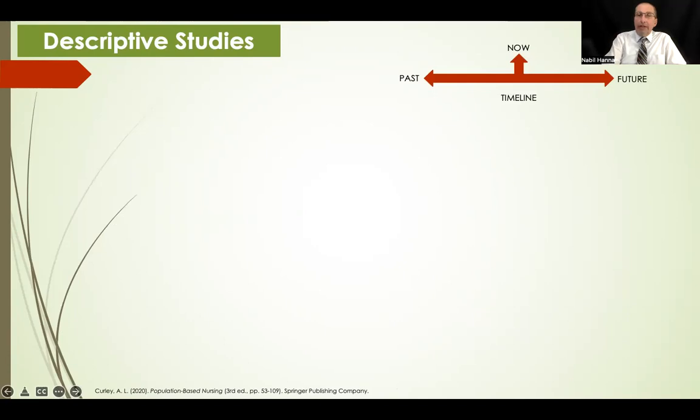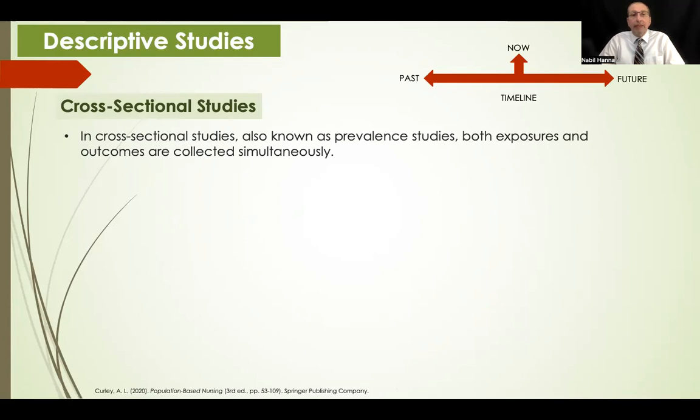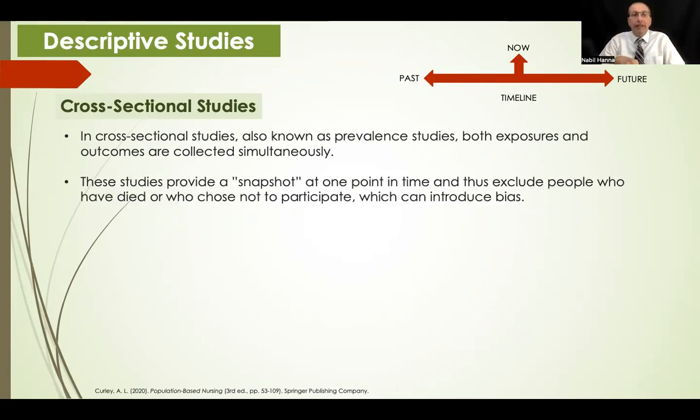Now, the rest of the descriptive studies, we have to think about this timeline. So the cross-sectional studies along the timeline, where are they located? Right now. In cross-sectional studies, also known as prevalence studies, both exposures and outcomes are collected simultaneously, right now. These studies provide a kind of a snapshot at one point in time, and thus exclude people who have died or who chose not to participate, which can introduce some sort of bias.